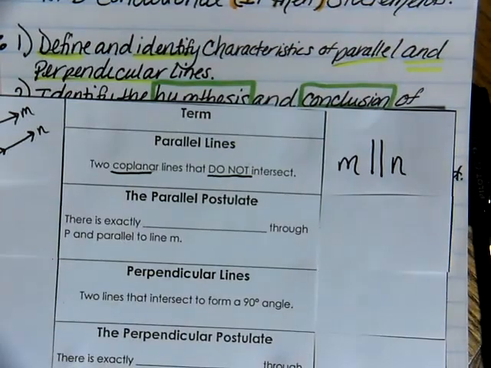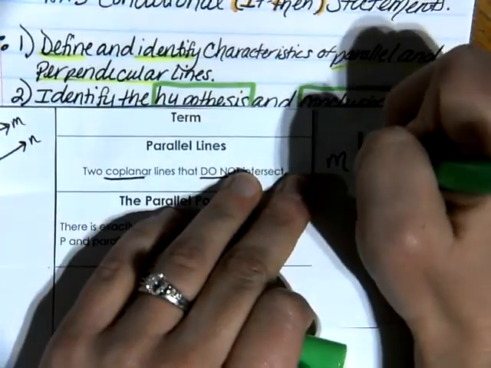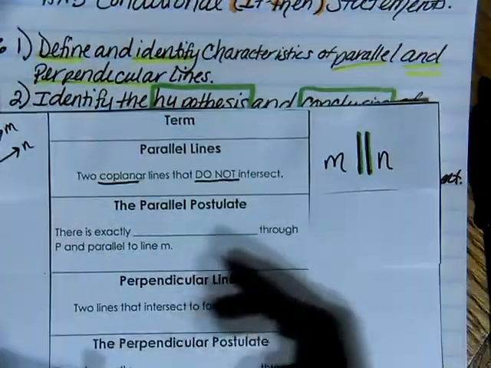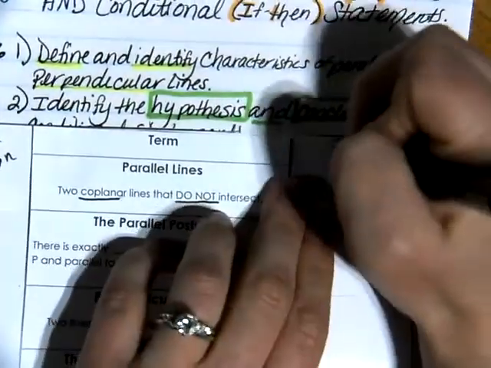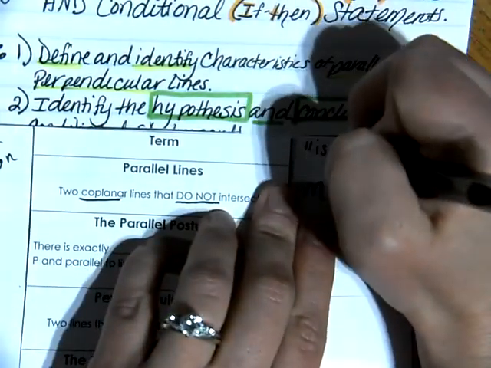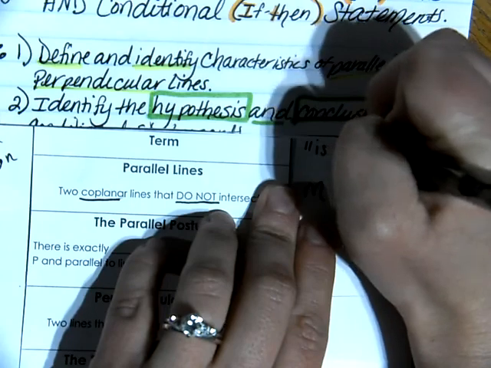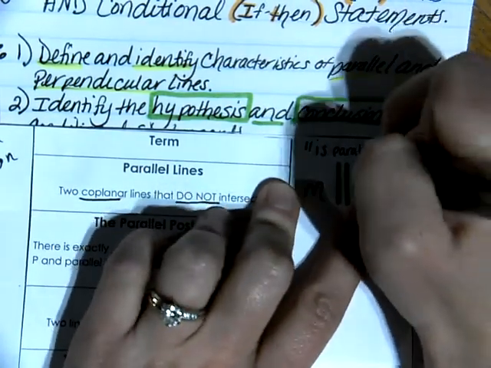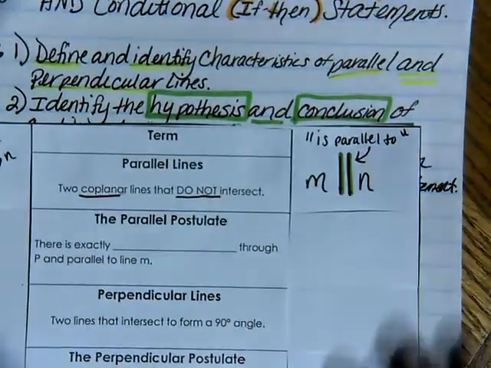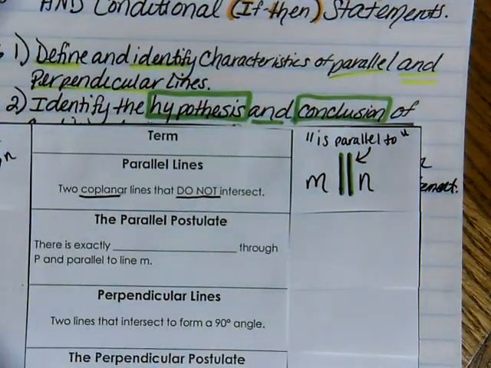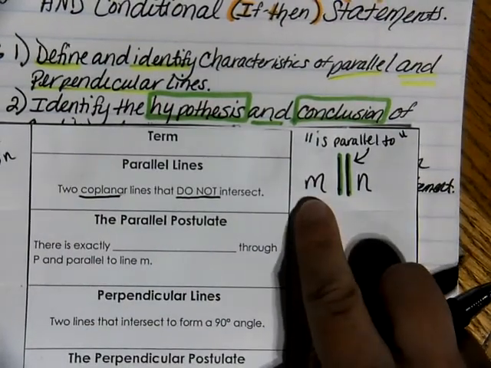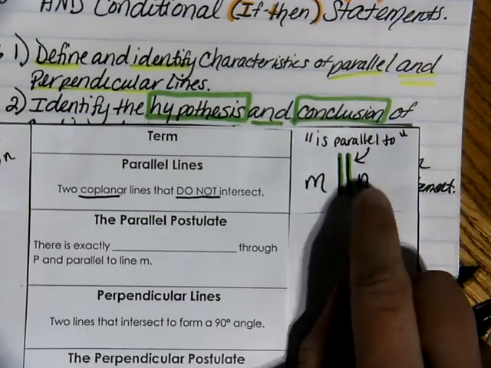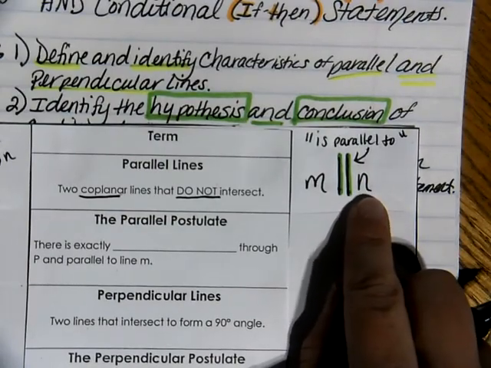Our symbol that looks like a really, really tall number 11 represents the words is parallel to. That's what the symbol means. It looks like a really tall, skinny 11, and it represents the words is parallel to. Line M is parallel to line N.